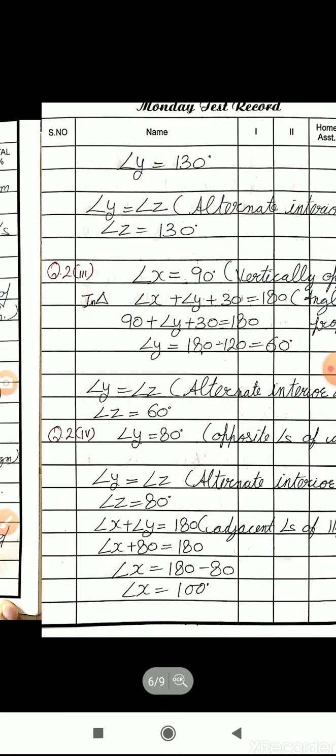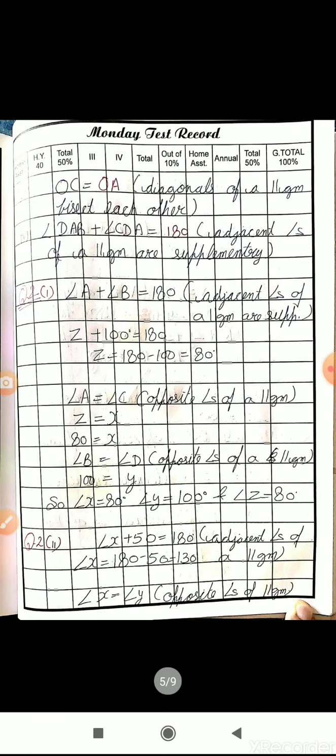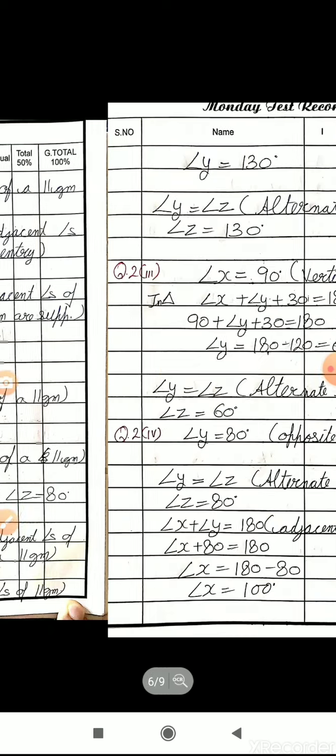A plus B will be 180 degree because these are the adjacent angles. What is the value of A? Z. What is the value of B? 100. So I will get the value of Z. A plus B is equal to 180. The value of A is Z, the value of B is 100. Hence the value of Z is equal to 80 degree. Now, what else?